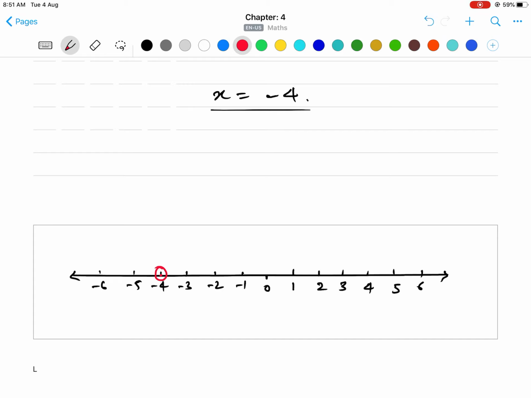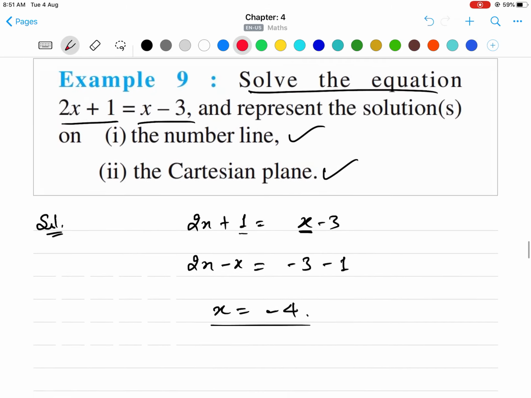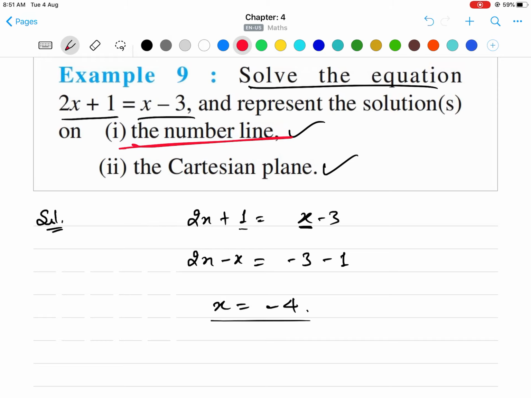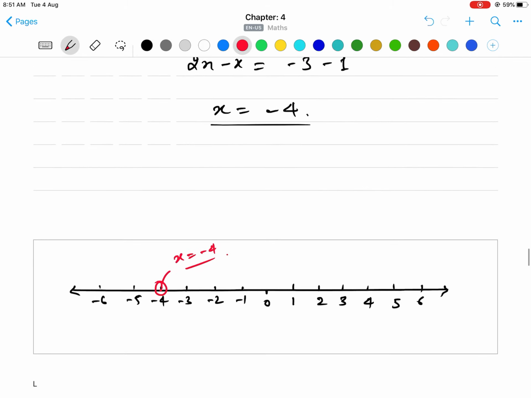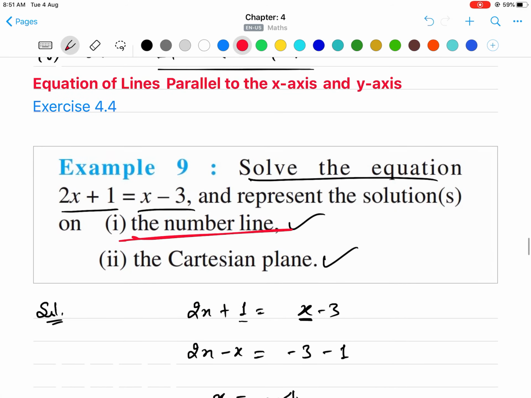So this is the representation of x equals minus 4 on the number line, like you are asked here to represent this on the number line. So first you have to draw a number line, then locate the point, which is x equals minus 4, here. Then we are also asked to represent this in the Cartesian plane.